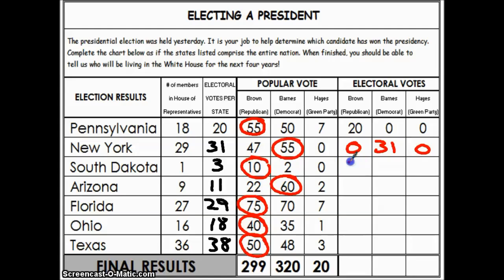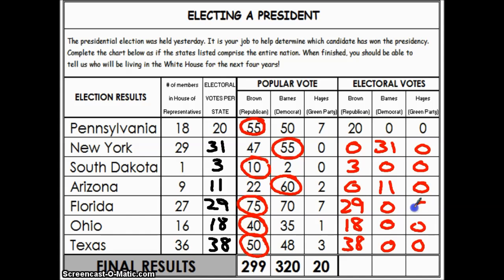But South Dakota's 3 electoral votes goes to Brown. Arizona, the 11 there go to Barnes. All right, and then the rest of the states listed here all went to Brown because he won the popular vote in each. And so, obviously, the other two candidates get 0 because of the whole winner take all.